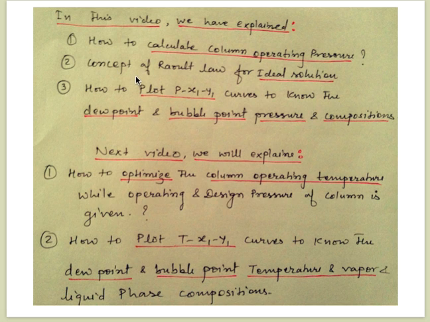I also told you Raoult's law for ideal solution, which is YiP equal to Xi Pi sat, and how to plot P-x1-y1 curves to know the dew point and bubble point pressure and composition. In the next video, I will teach you how to optimize the column operating temperature while operating and design pressure of column is given, and how to plot T-x1-y1 curves to know the dew point and bubble point temperature.